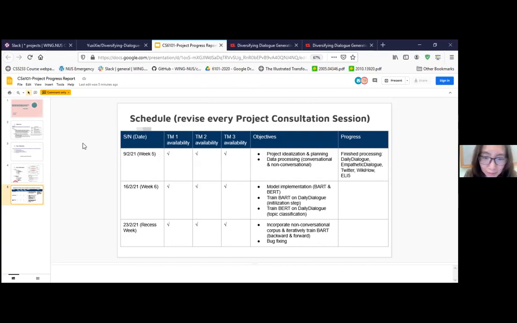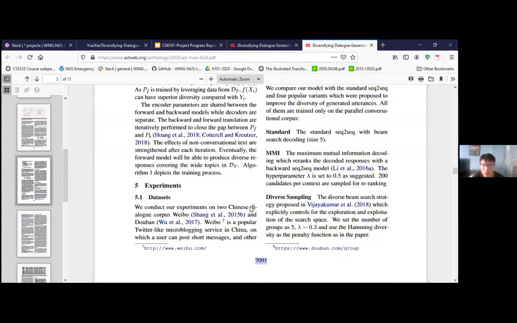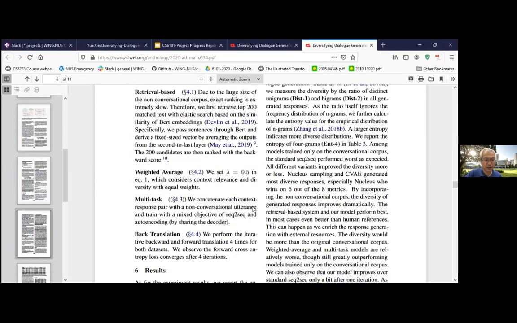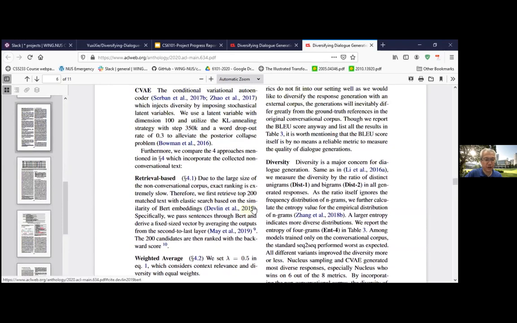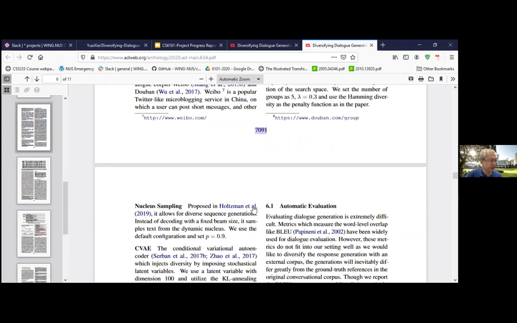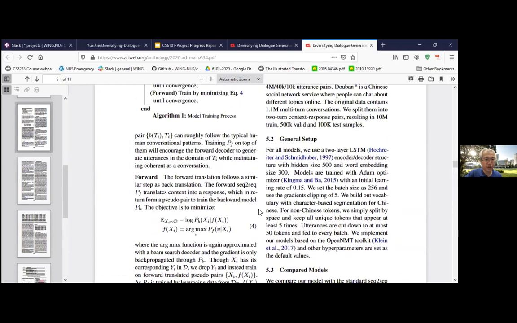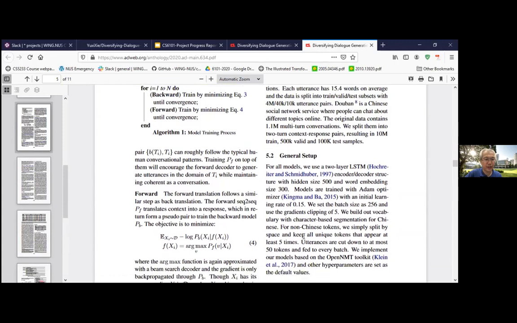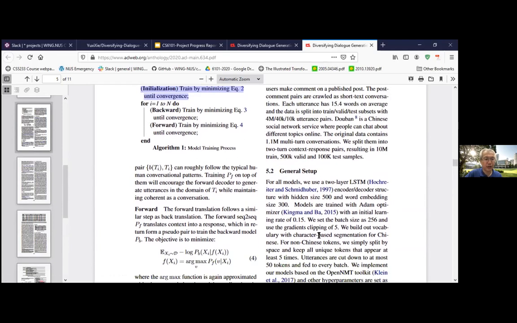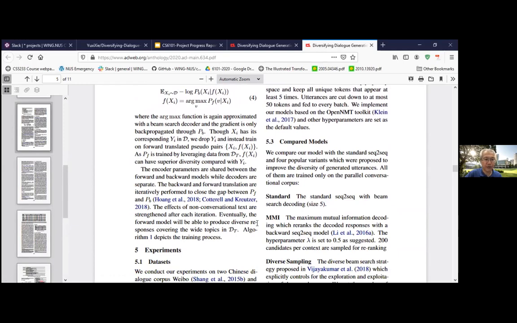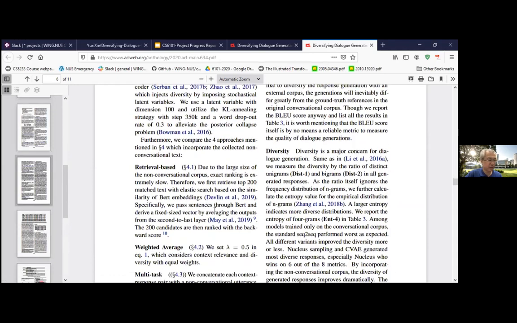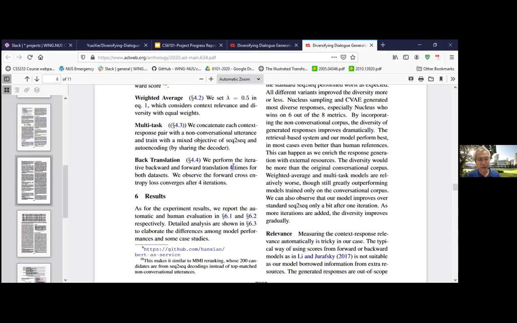I think they have said that. I forgot. If I'm not wrong, it's five times. Yeah, I'm going to try to look at the paper. I don't think they actually said... Oh, yeah, they did. On page 7092, in the back translation part, right before results, they said, we performed the iterative backward and forward translation four times for both data sets. And they observed a cross entropy loss after four iterations already converges, right? So that's at the end of section five on the next page. Yeah, right there. Okay, so you're right. Yeah, it didn't take long for them.